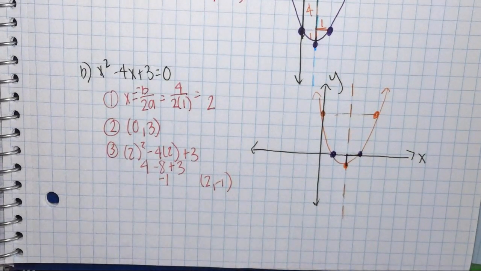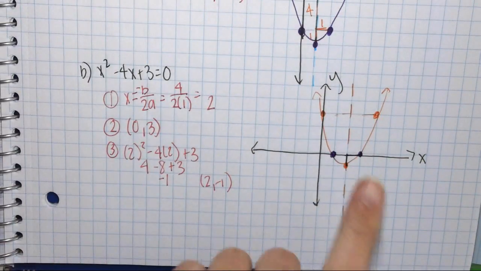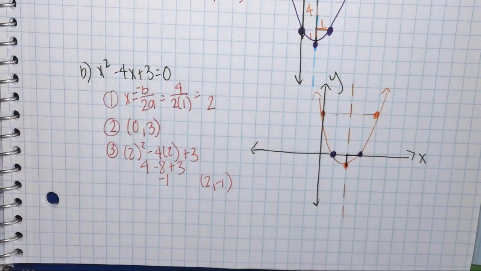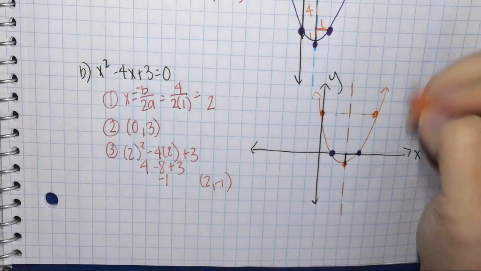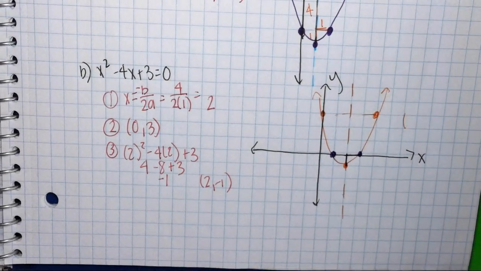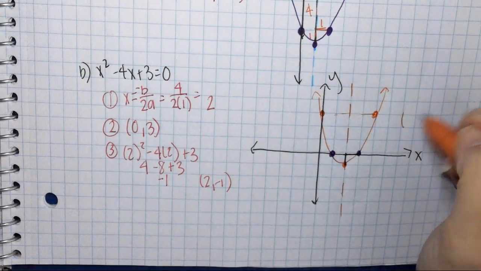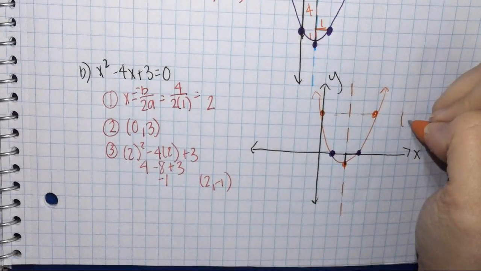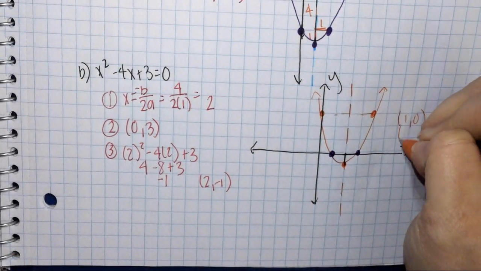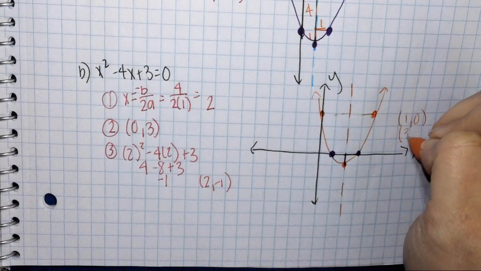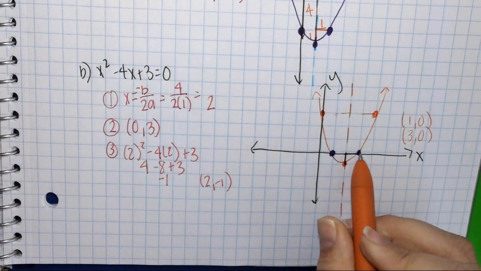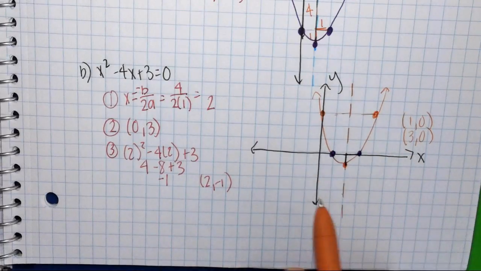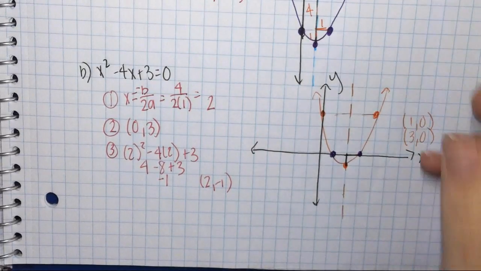What are these solutions? Because remember, that's what we're trying to find. We're trying to find where it crosses the x-axis, not just graph it. So where does it cross the x-axis? 1, 0. And then? Negativo 1. 1, 2, 3.